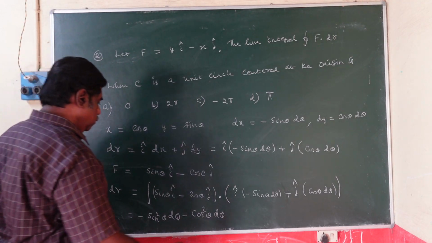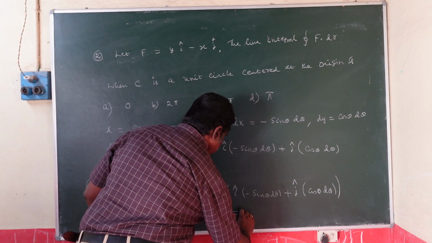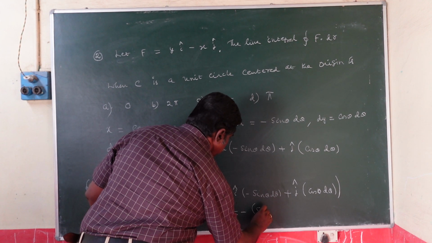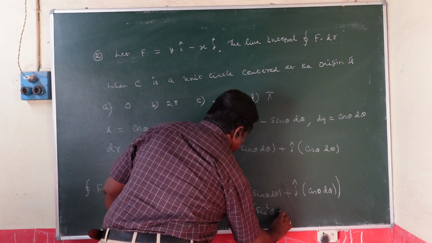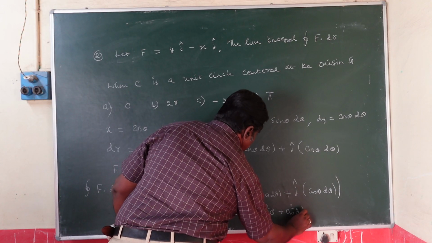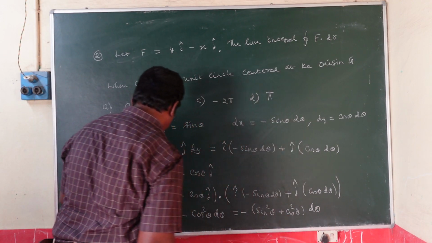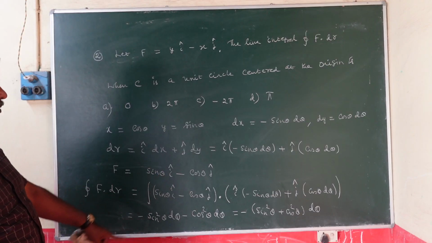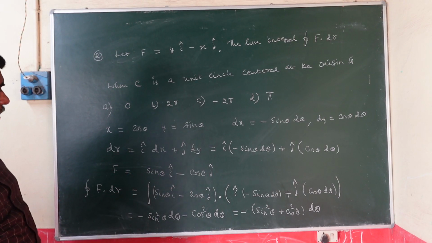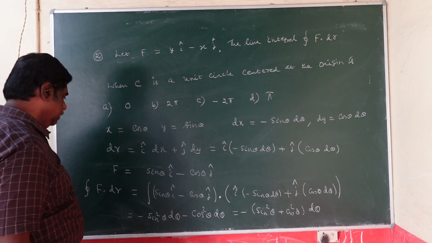If you take the negative sign outside, sin square theta plus cos square theta into d theta. These terms are to be present inside the integral. See here.